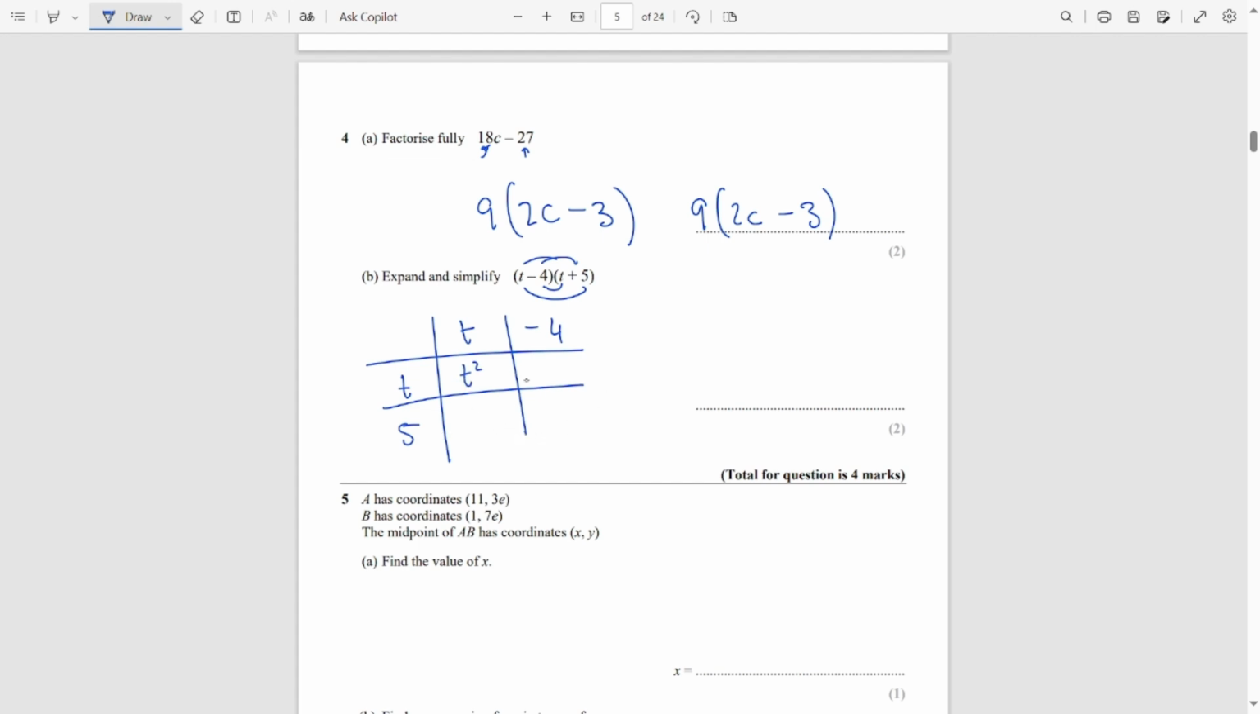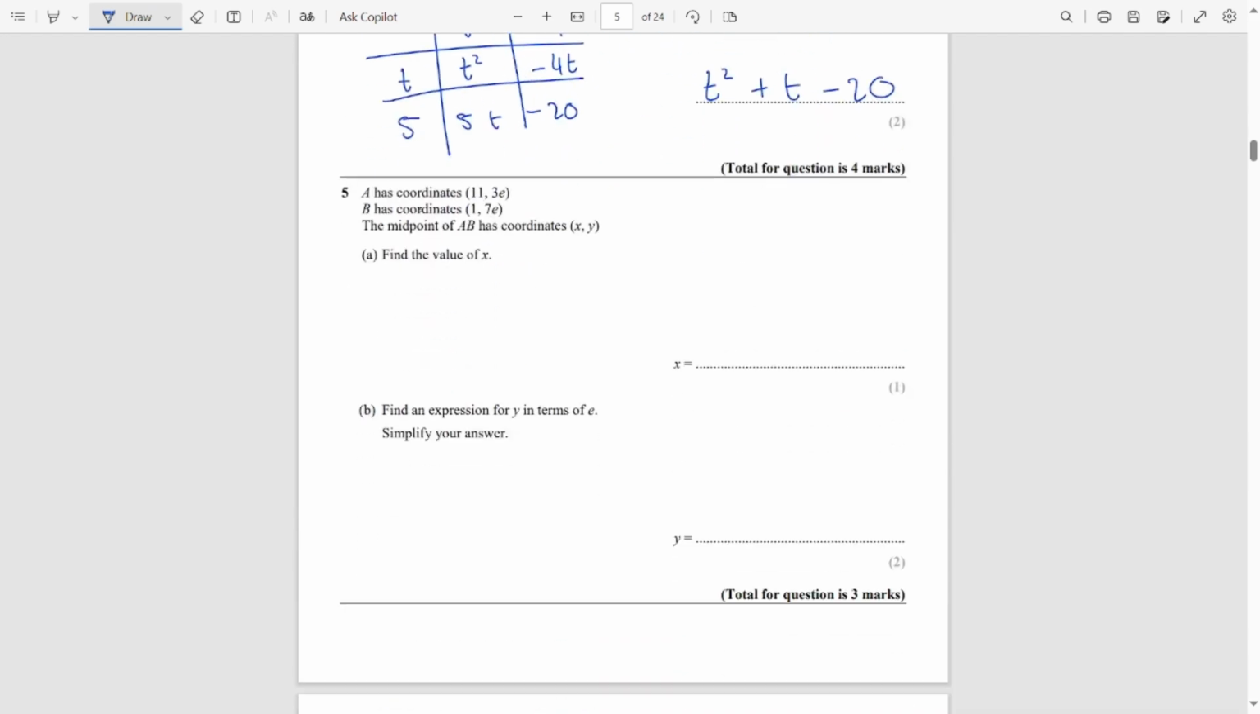So t times t is t squared. This is going to be minus 4t. This is 5t. Minus 4 times 5 is negative 20. Now everything that I just multiplied, I'm going to write out in a line and add all those terms. So we have t squared minus 4t plus 5t minus 20. And then I can simplify here because I can collect these two terms together. So this is t squared minus 4 plus 5 is plus 1, so plus t minus 20.